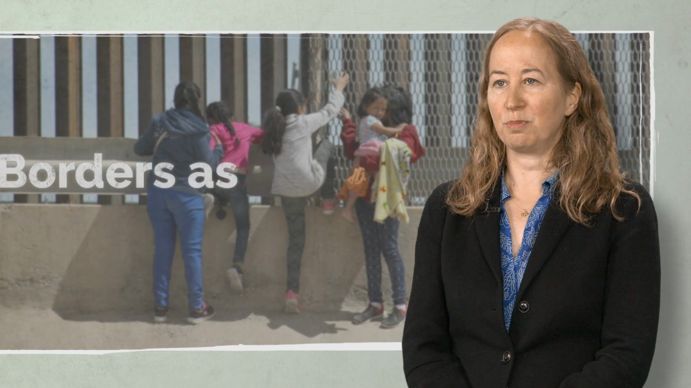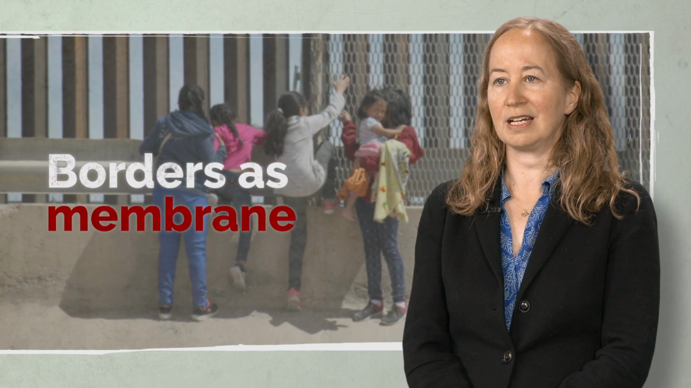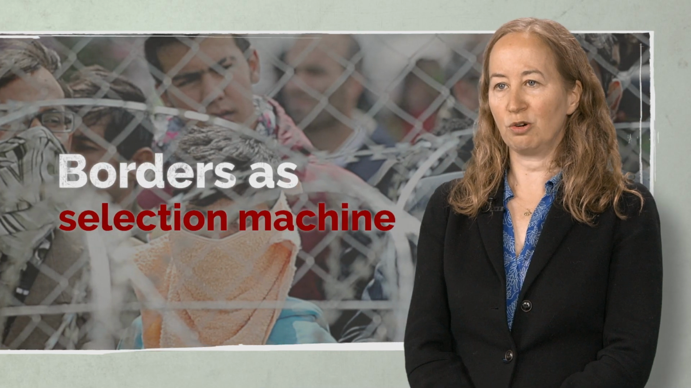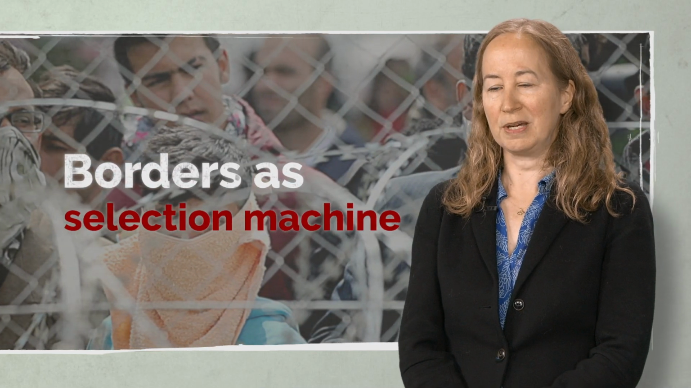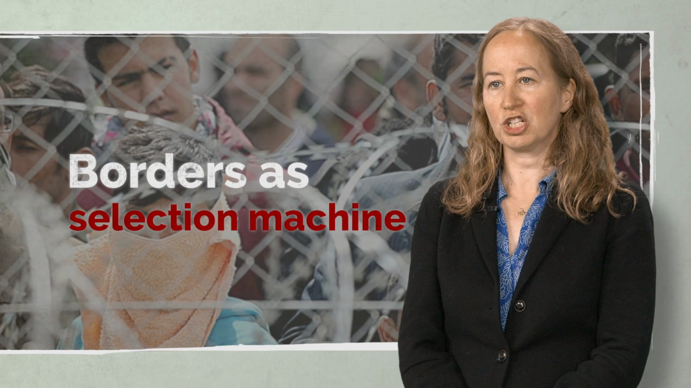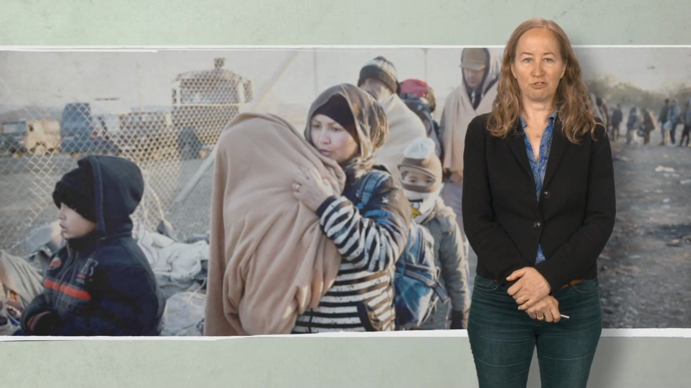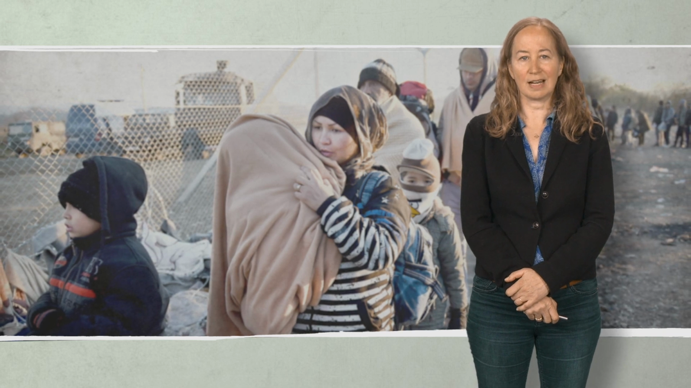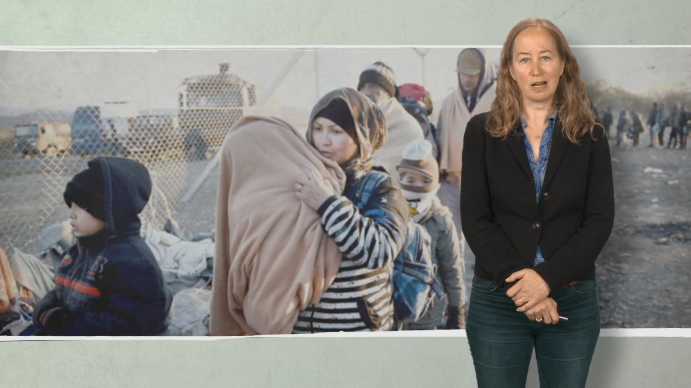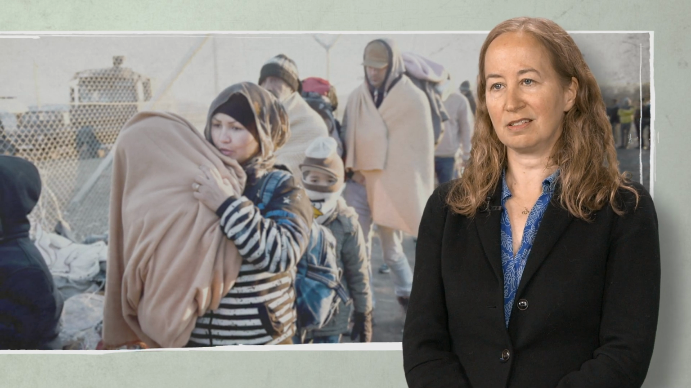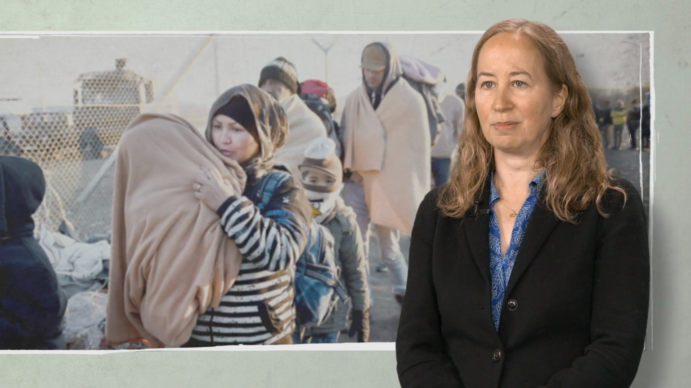In this regard, borders function as membranes and have also been referred to as selection machines that open and close simultaneously for different people, allowing for differential inclusion and exclusion. While some people cross borders without effort, others are kept out or given only partial rights once they have crossed. This depends very much on their citizenship and economic and cultural capital.